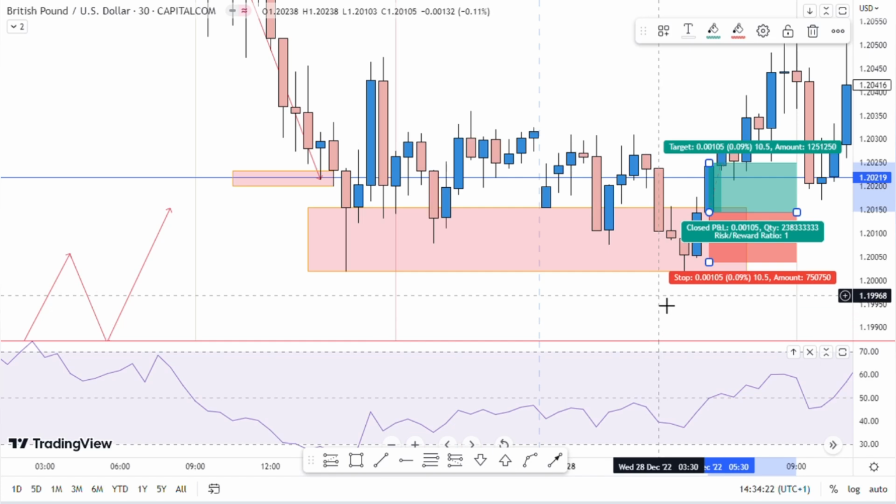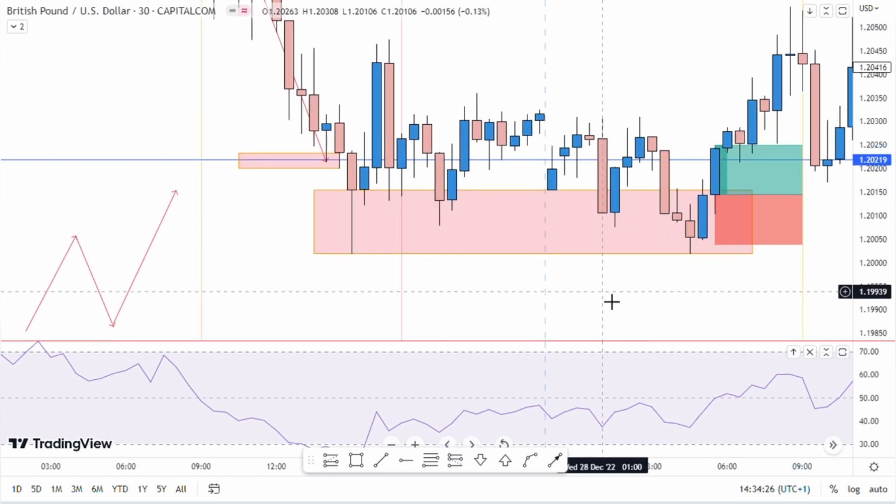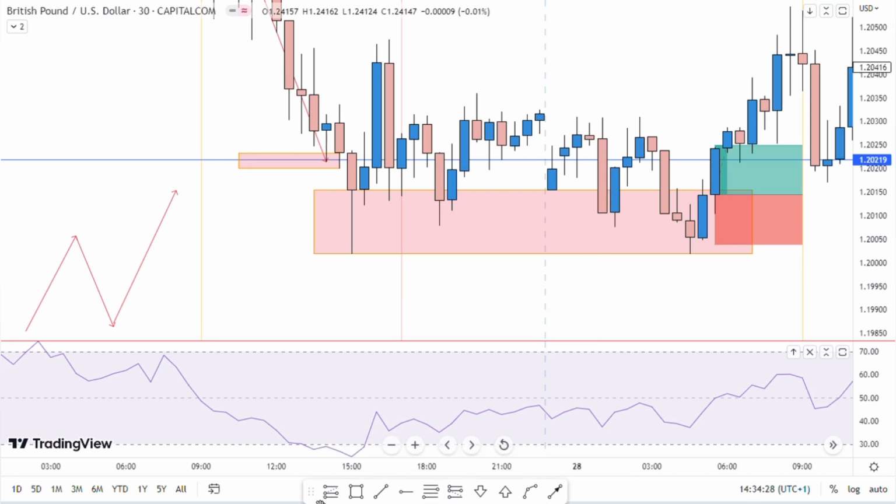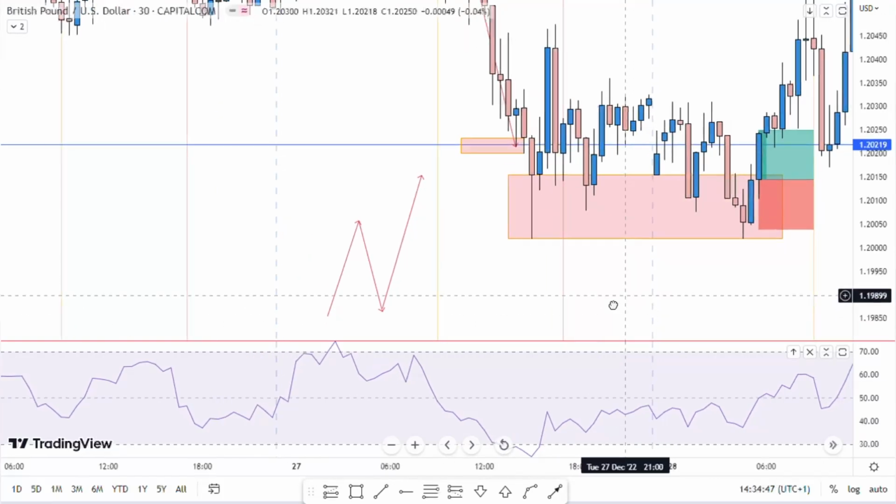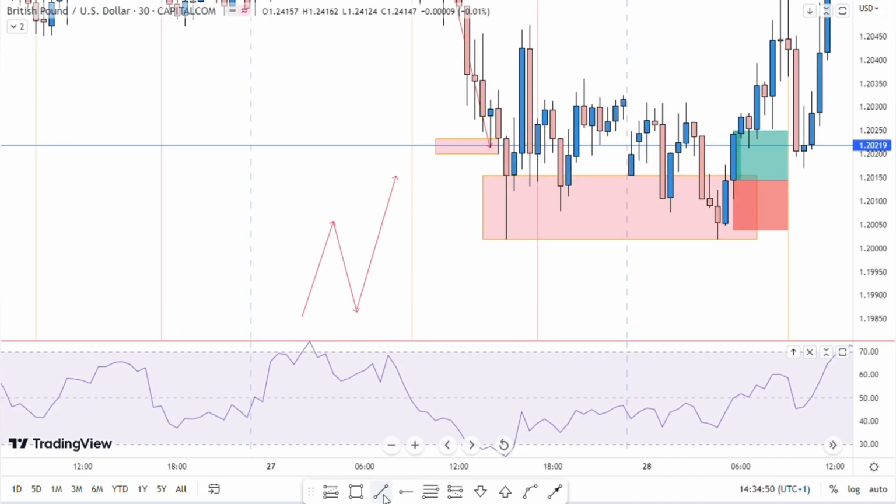Then another way you can verify that you are on the right path is to bring out your RSI, the RSI 14. Then you bring out your RSI at the points of your interest. Now, did it create a divergence? Yes, it did. Let's draw out our divergence.